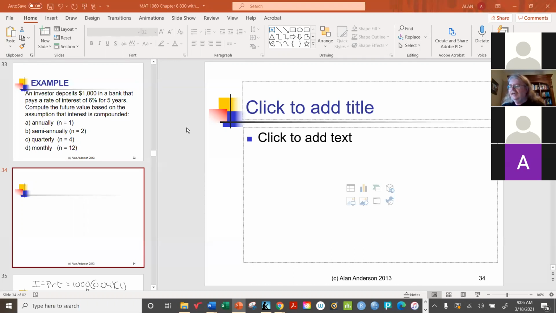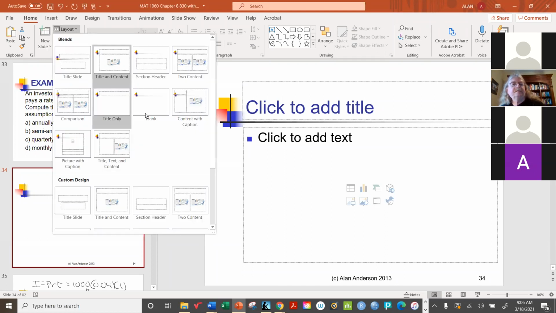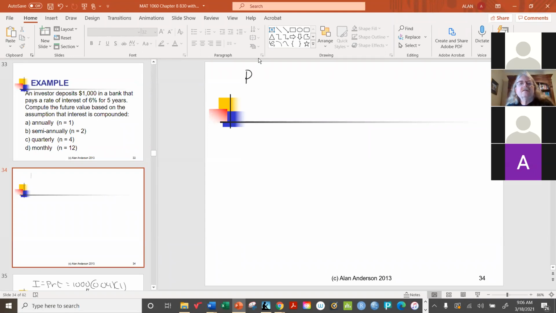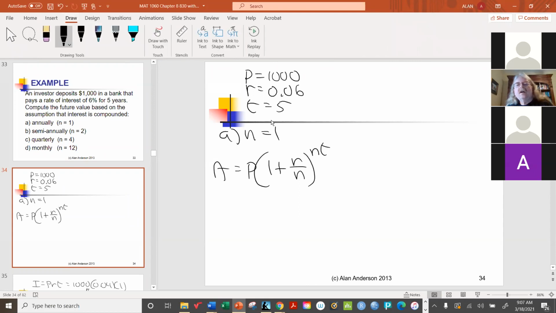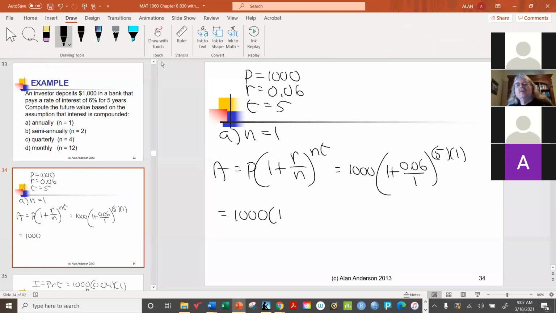13, that looks good. All right, let's see why. So once again, we'll write out all the details. This time P is 1,000, R is 6%, T is 5, and in part A, N is 1. I have to be careful here with my handwriting because the R's and the T's and N's are starting to run into each other. That's better. Okay, 1,000 times 1 plus 0.06 over 1. The exponent is 5 times 1. So this reduces very nicely to 1,000 times 1.06 to the fifth power.